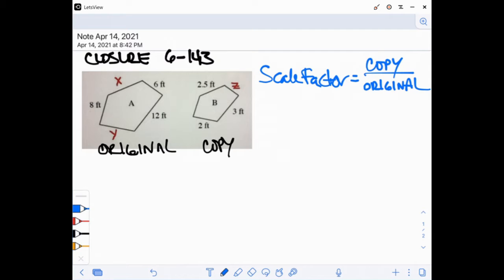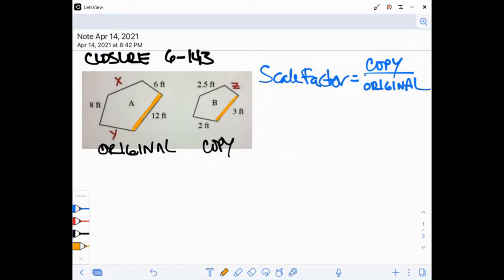And so when we're finding the scale factor of the shape going from A to B, the original to the copy, we can use that equation we've been using all of chapter 4, scale factor is copy over original. The thing we need to do is find a corresponding side. We have to choose a side to compare to see what's changed. Well, in the original shape, this side looks pretty good because we have a measure. It's 12 feet long. The corresponding side in shape B is here. And I chose that side because it also has a measure of 3 feet.